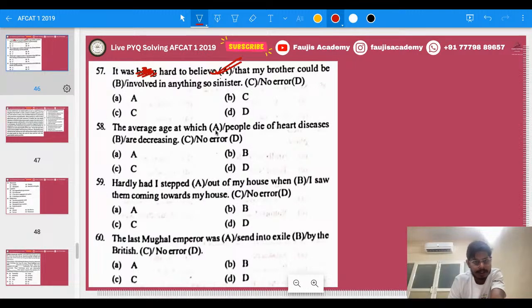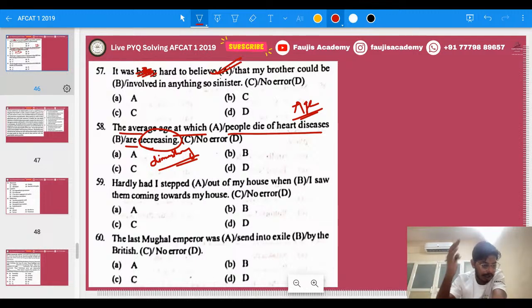The average age at which people die of heart disease are decreasing. When we try to say age in the context of something increasing or decreasing, we use the word diminishing, not decreasing. Earlier people used to die at 40 years, now they are dying at 38 years only. That's so idiotic. So over here the error is in C.